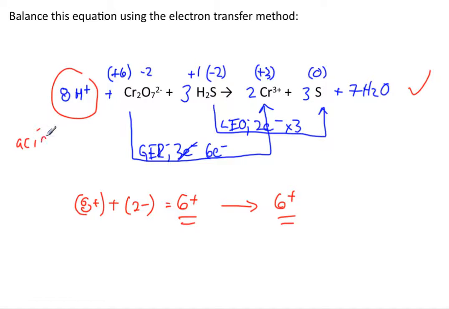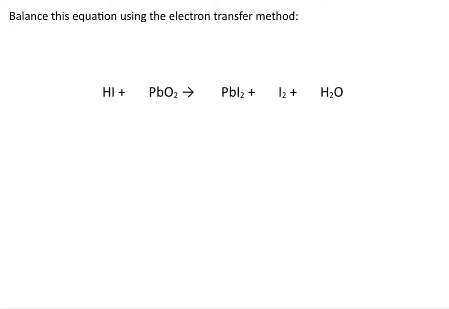That's acidic because of the presence of hydrogen, H+. So don't let the fact that you suddenly have oxygen by itself without anything else throw you, because you can just add water, which means you're going to add H+, and you'd stop there, unless the question says that it's basic, and we'll get to that later. All right, one last example.